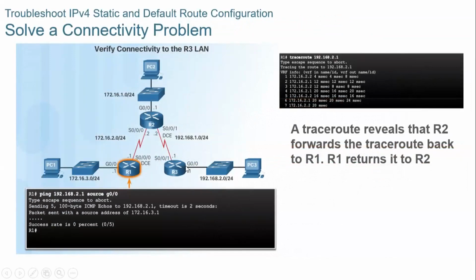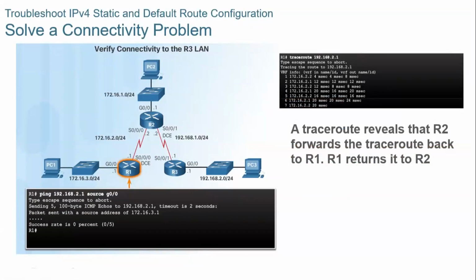So let's look at this one problem. We have this network, we have configured it. So R1 here is trying to ping 192.168.2.1, which is this interface in R3. The source is from here. When it pings that one, you see dot, dot, dot, dot, success rate is 0%. That means the ping was unsuccessful.